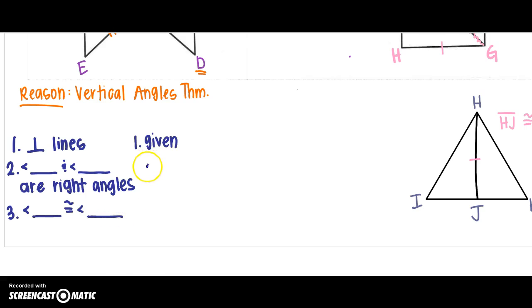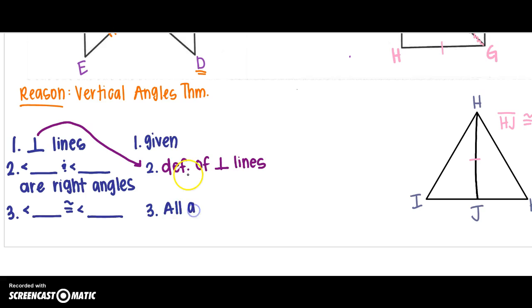So my reasoning behind step 2 is because I talk about perpendicular lines, that's what I'm going to put over here: definition of perpendicular lines. And then for my reason for number 3, you can put a couple things down. I always put all right angles are congruent. Just because that's what I say when it goes through my head.